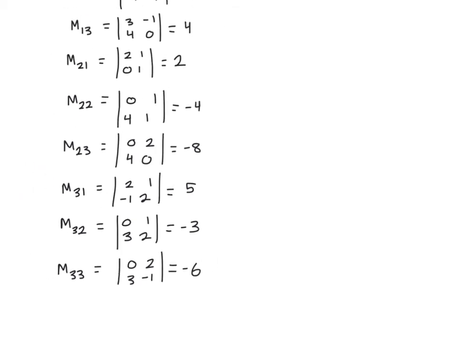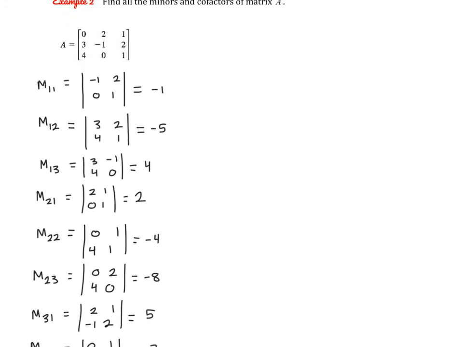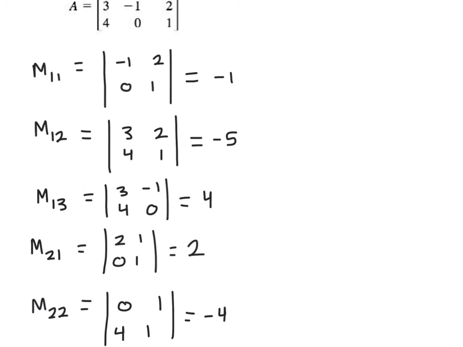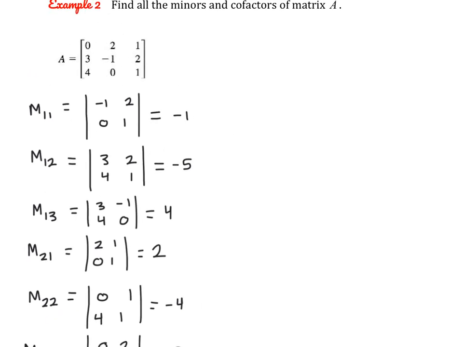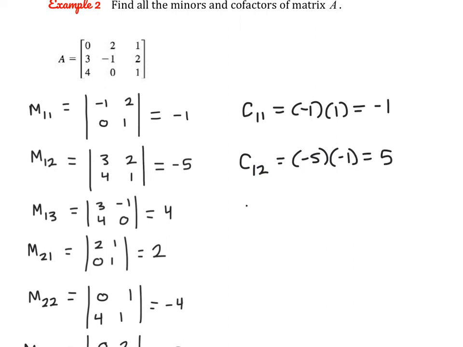Okay, so now we need to go back and find the cofactor of each of those terms. So that's easy to do. Remember, we're really just looking at the sum of i and j. If this sum is even, the number stays the same. If the sum is odd, it becomes opposite. So let's start by finding the cofactor of element 1, 1. I start with my minor. Since the sum is even, I'm multiplying by positive 1. It stays the same. For 1, 2, my minor is negative 5. Since the sum of 1 and 2 is odd, the sign is going to change, so it becomes positive 5.